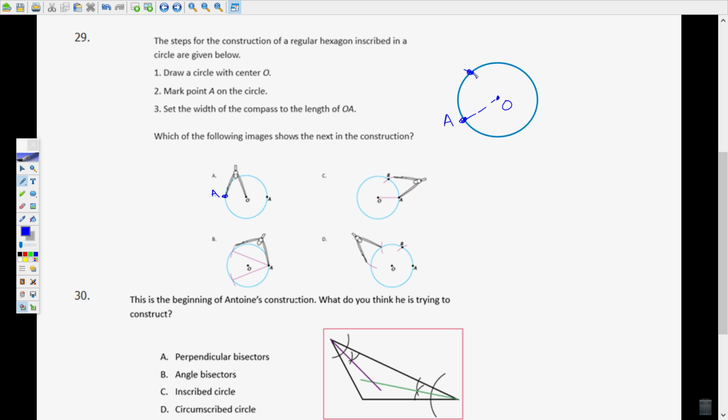So your next step would be to put your compass point on A and then swing an arc to make point B. And then if you want to keep going, you do it again and again and again. If it were drawn accurately, you would connect these points of intersection and you would have a regular hexagon drawn in here. A regular six-sided figure, which means all six sides and all six angles are congruent. But your next step would be right here. This is not a step at all, but this will be the next step after C.